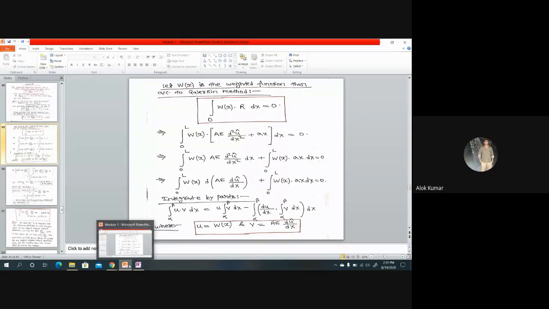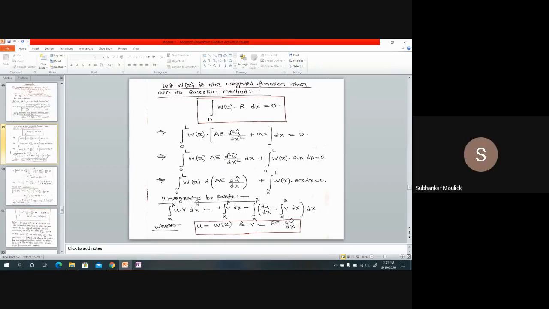Sir, there will be a dx in the above step. Where above? In the integrate by parts step, there will be a dx at last. Yes, you are saying like this: W of x d of AE du cap over dx into dx, right? Yes, sir, that will be there. By mistake, I haven't written it over here. Fine, okay.